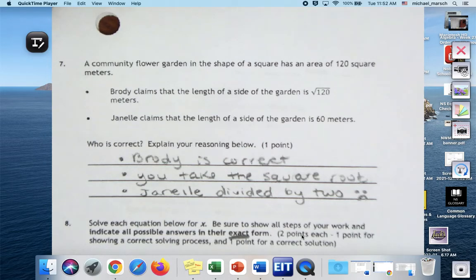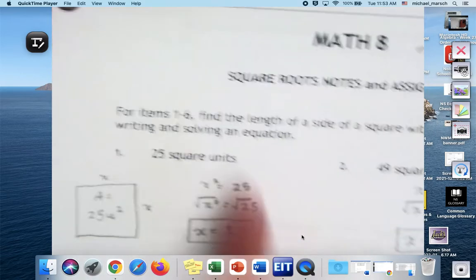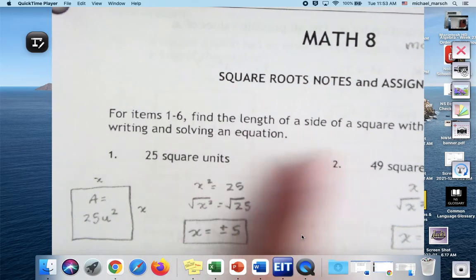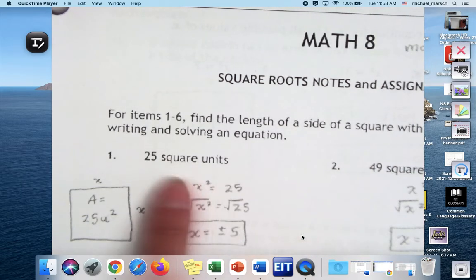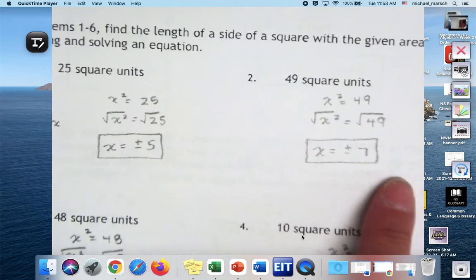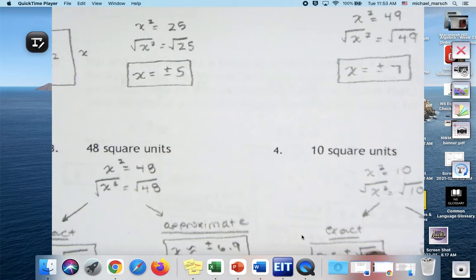We didn't have it like this, but we spent a lot of time yesterday finding side lengths of squares by taking the square root, right? If you look back at yesterday's notes, the whole first page was side lengths of squares, right? Does this look familiar? The area is given. Find the side length. So we just kept finding the square roots of the area, right?